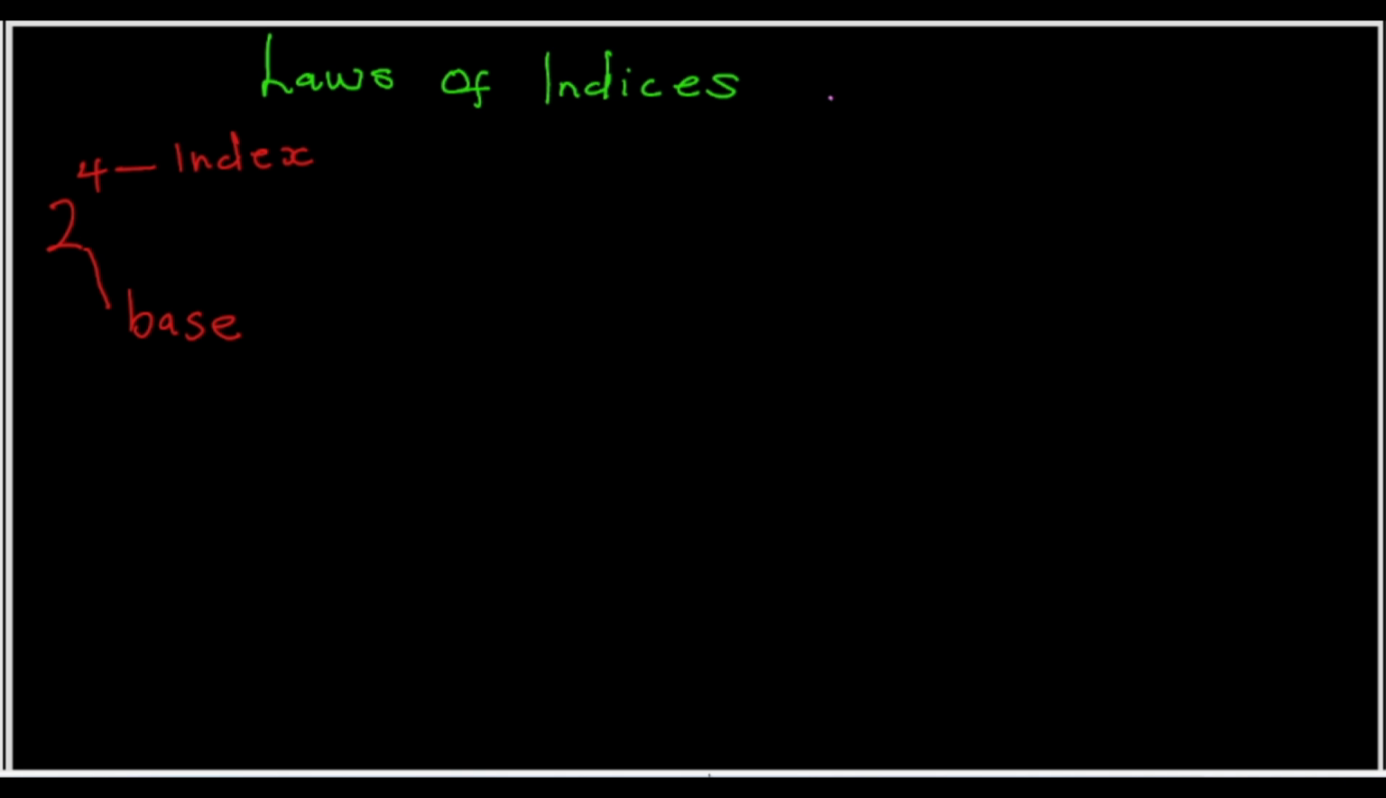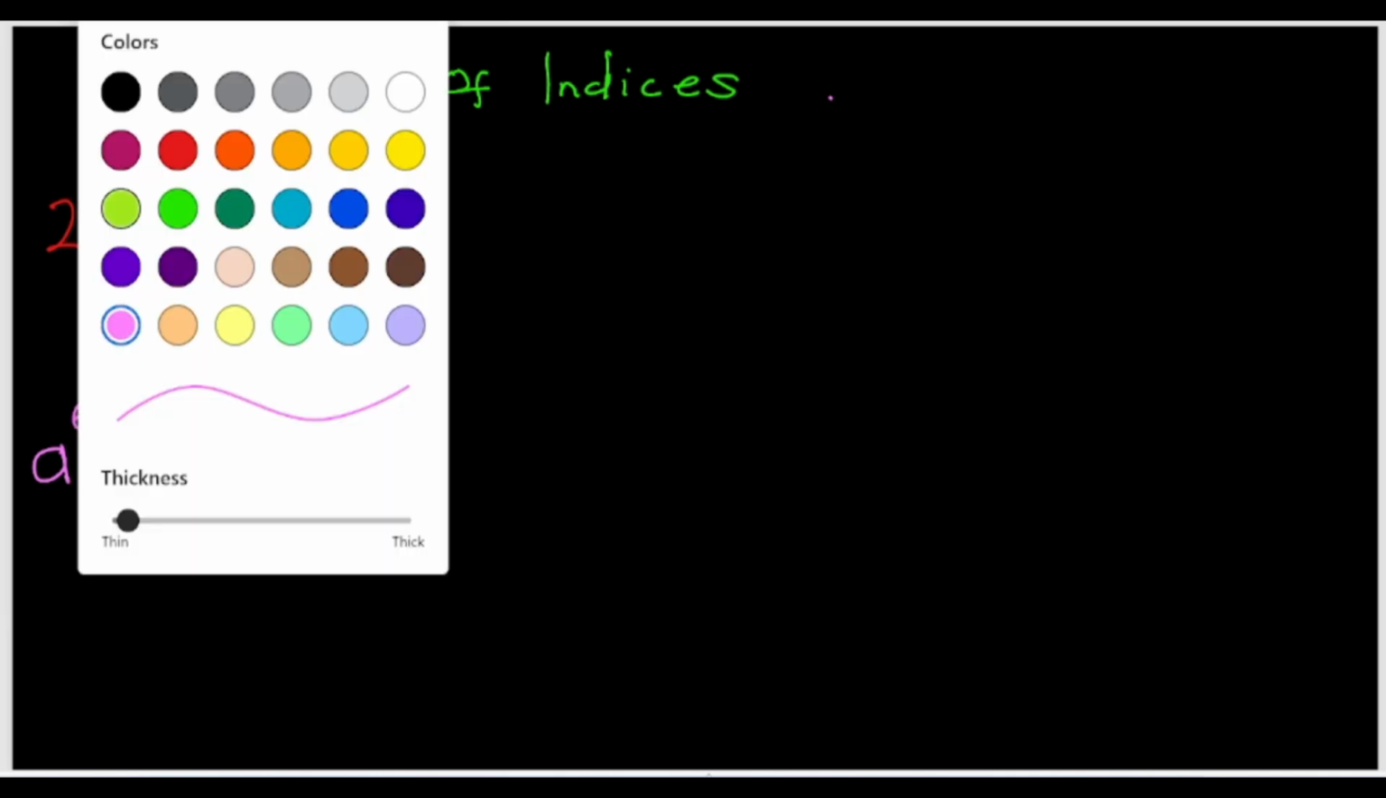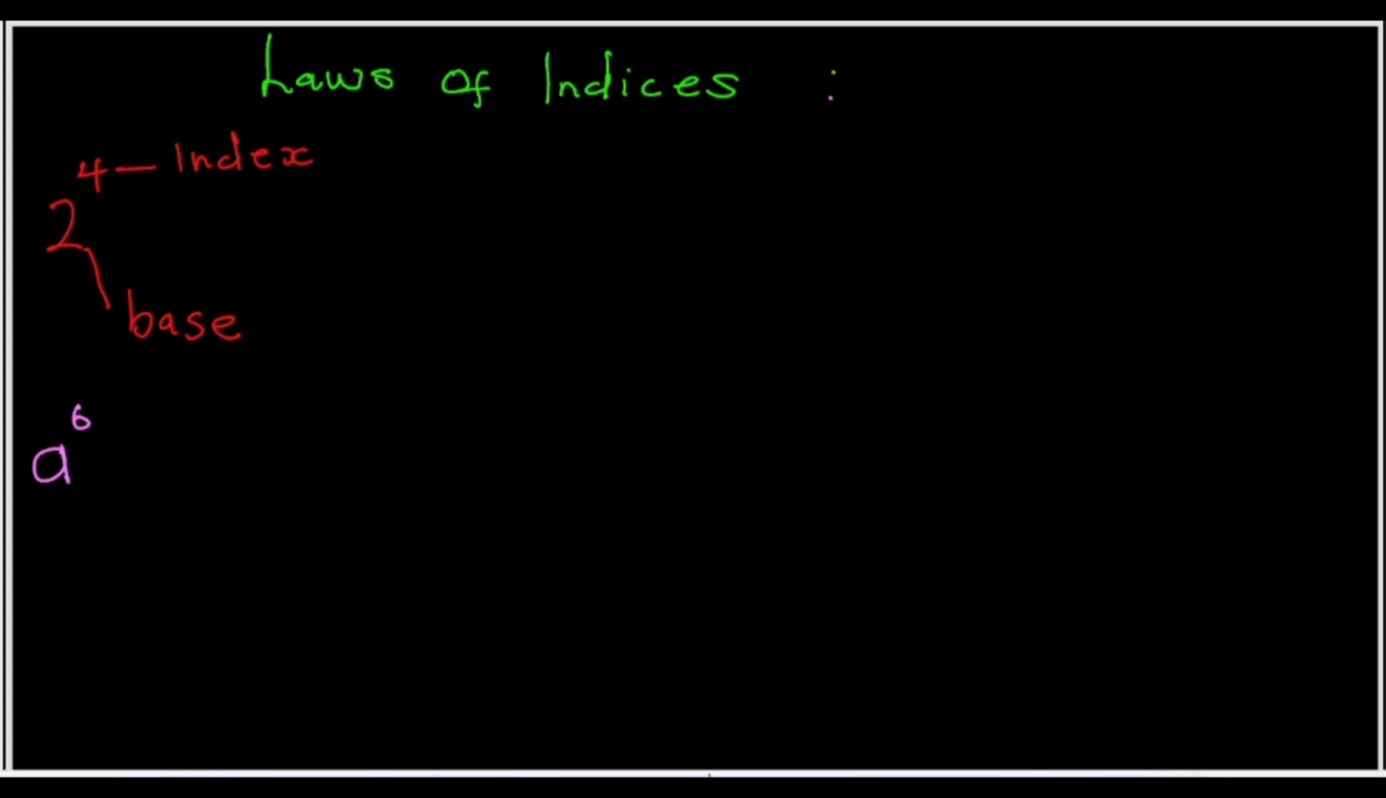In the other one, we have a to the power of 6. So here a is the base and 6 is the index. So these are concepts you should be familiar with when it comes to indices.